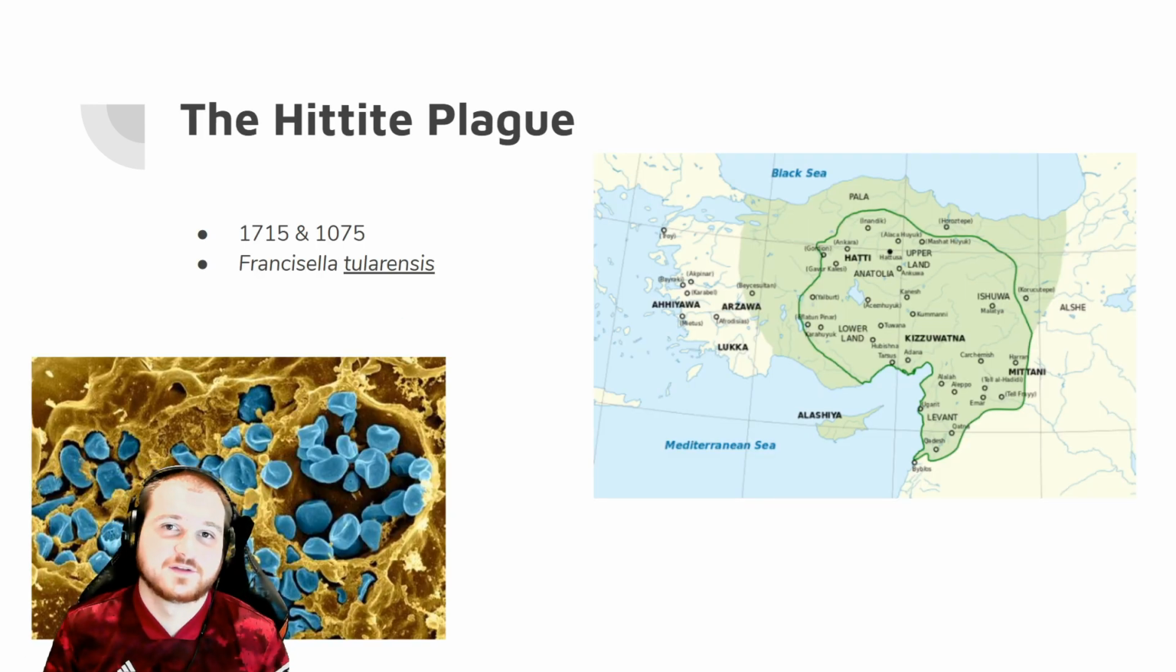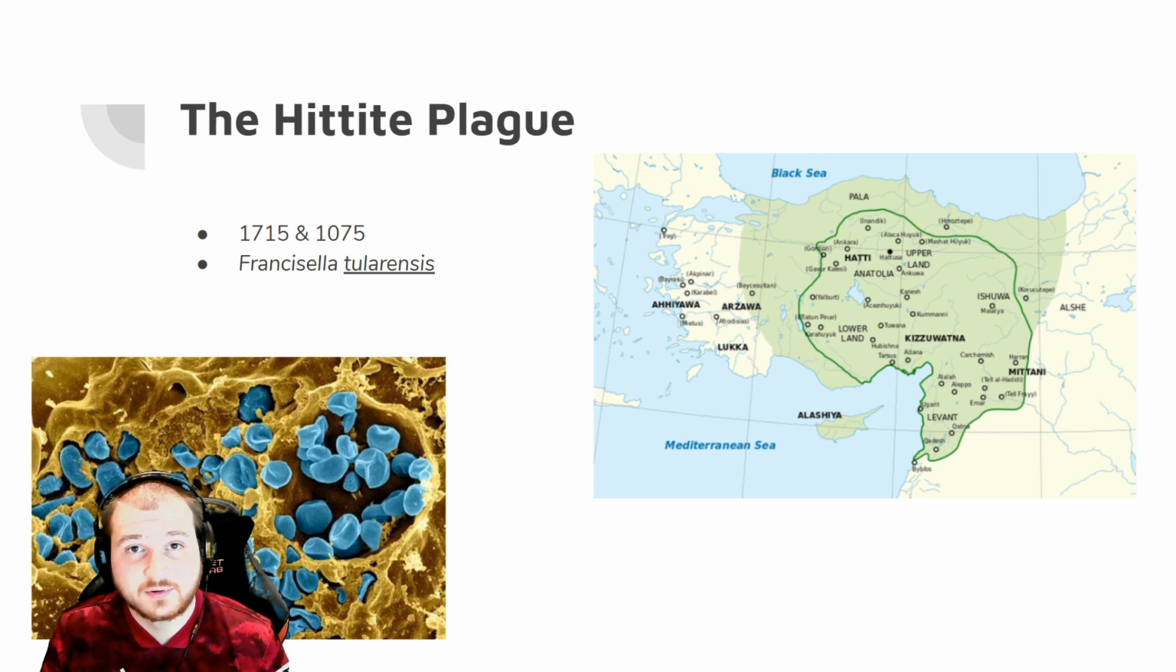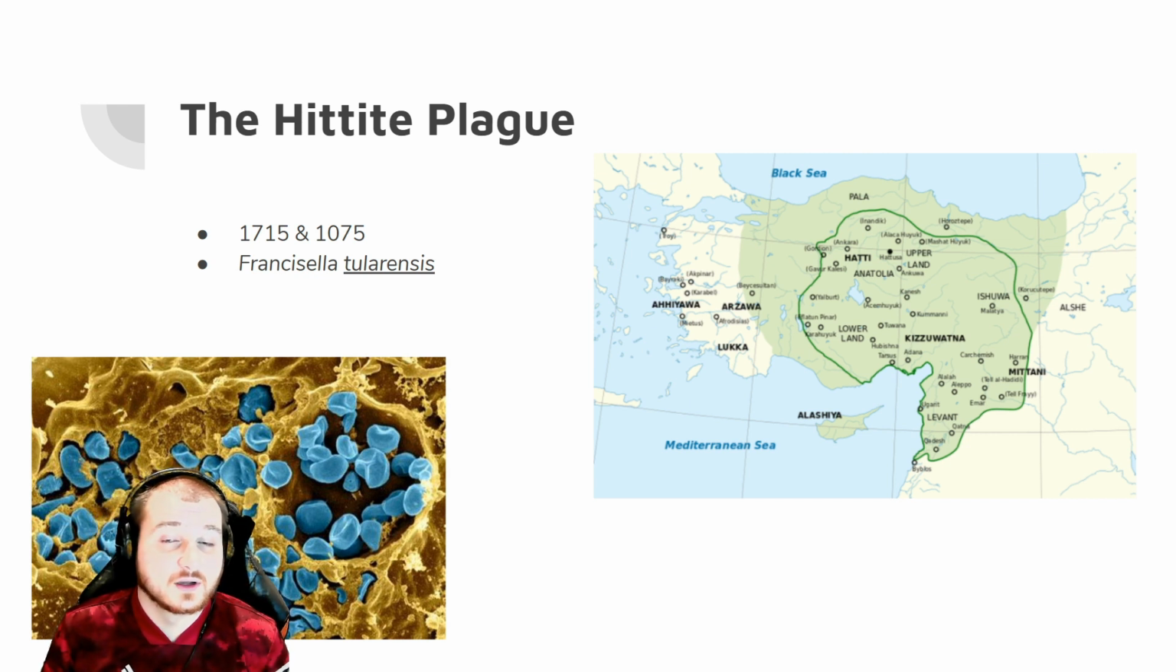So the first instance we have of an epidemic is the Hittite plague, which was a region around the Middle East, and it had an outbreak in 1750 as well as 1075. This plague, even though it's called a plague, was started by a bacteria called Francisella tularensis, or better known as tularemia.